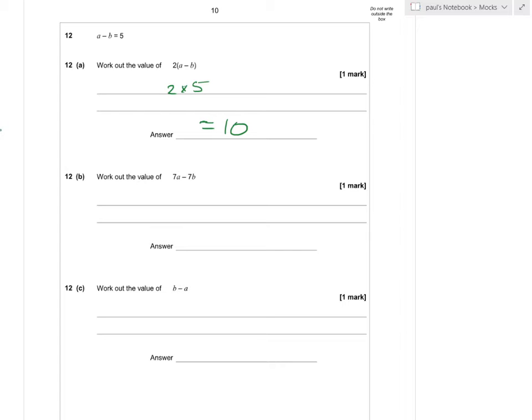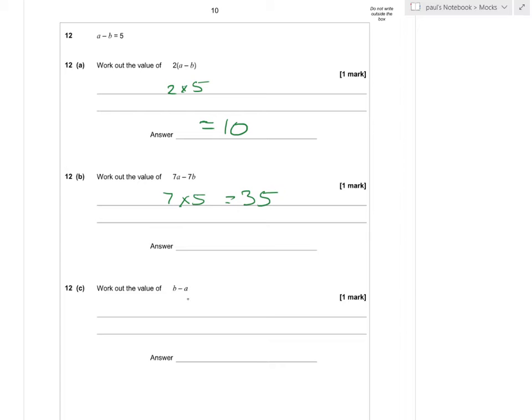Work out the value of 7A minus 7B. Now this is more complicated, because if we know that A minus B is 5, then we've got 7 lots of them. So that's going to be 7 times 5. It's multiplied everything up by 7 times. So that will be equal to 35.